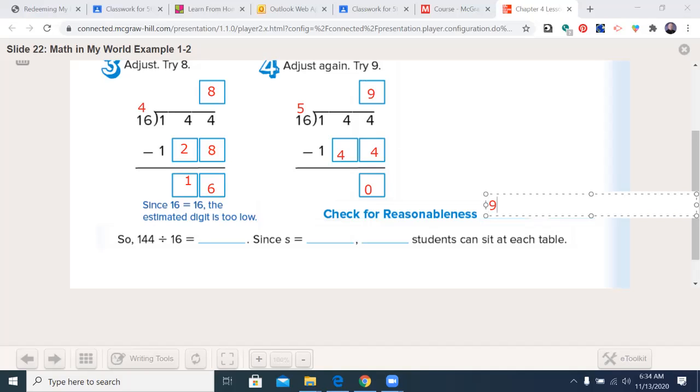9 is kind of close to 7. Sure. Since that equals 9, 9 students can sit at each table, and they just have a lot of 9s there. Too many 9s for my liking. Let's make it a little less.